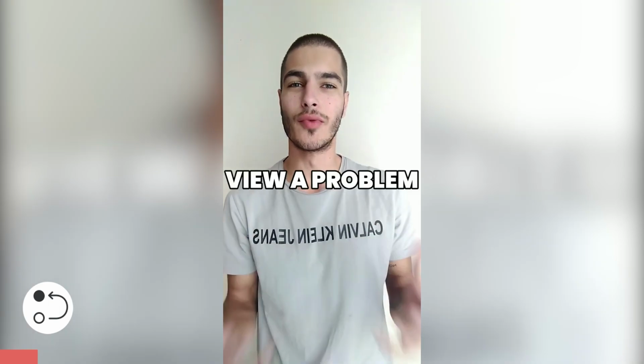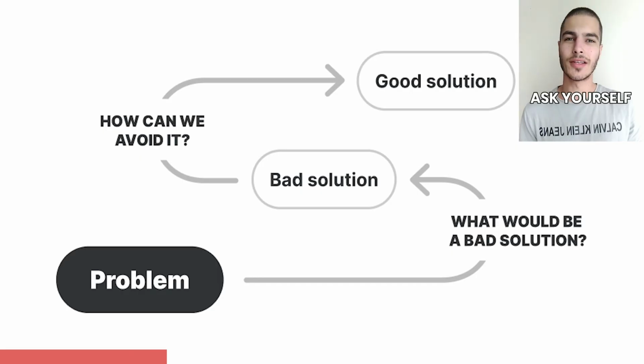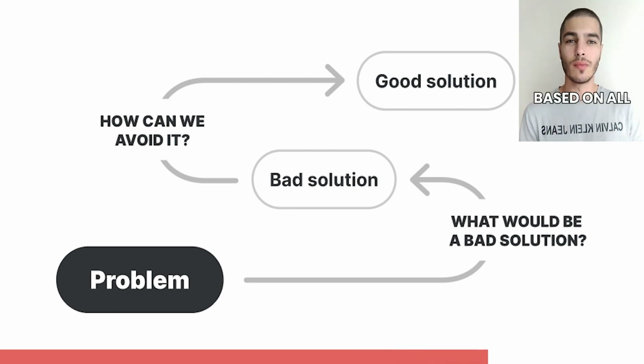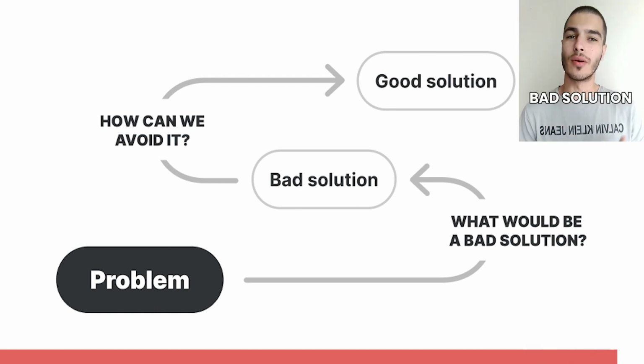Inversion is used to view a problem from a different perspective. Here's how you use it. Ask yourself, what would be the worst decision in this situation? Then figure out why it's bad, and write down all the reasons. Think what would be a good solution based on all the reasons you just wrote down that would make it a bad decision or a bad solution.